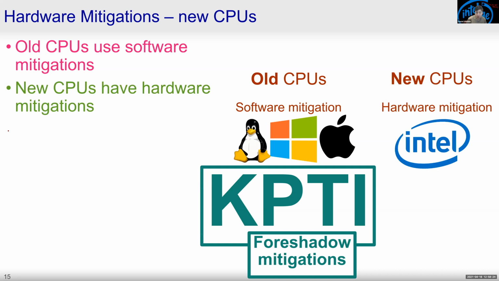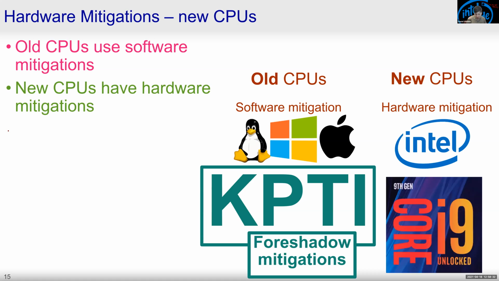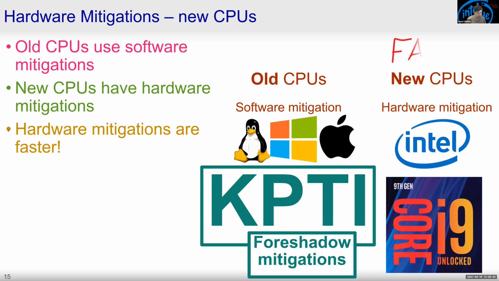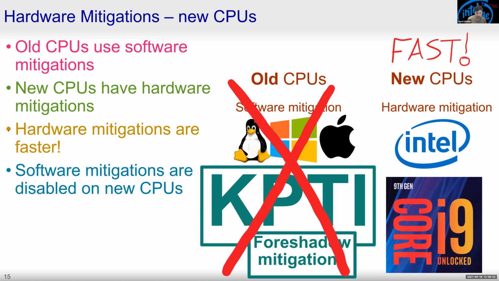But we also got new hardware launched by Intel that was supposed to be Meltdown resistant. What did they do? Well, this is the 9th gen. These are the 9th gen cores. I'm going to denote it as the Core i9, but there are other cores in that architecture. These are fast countermeasures because they've re-implemented the permission checks. So we can now disable the slow software mitigations.